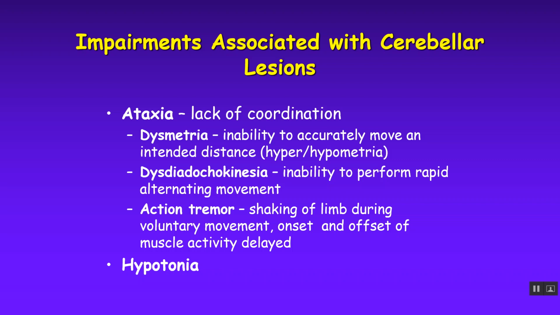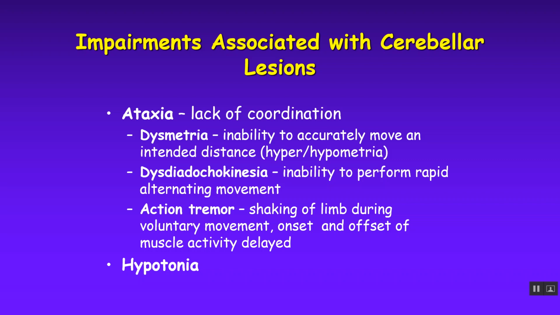Impairments associated with cerebellar lesions. Some of the terms that are commonly used: there's ataxia. It's a catch-all term for lack of coordination. I tend to reserve the term ataxia for when I see true cerebellar involvement. I rarely tell somebody with a stroke in the cerebrum they have an ataxic movement. It might be a spastic movement, or uncoordinated because it's spastic or they have synergistic movement, but it's not the characteristic ataxia, which usually includes some of these things.